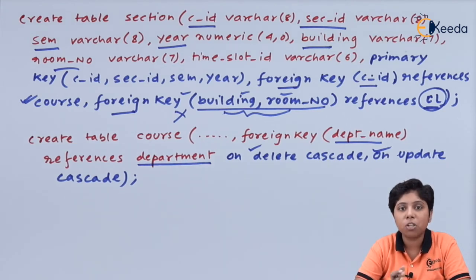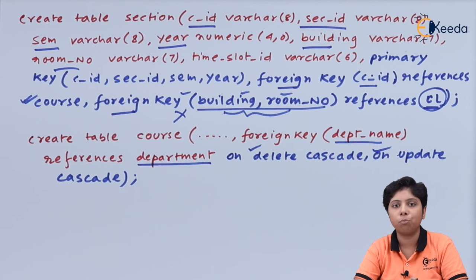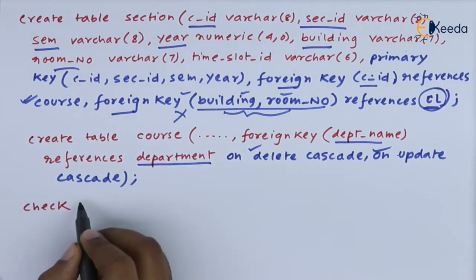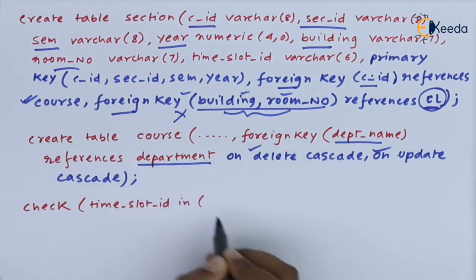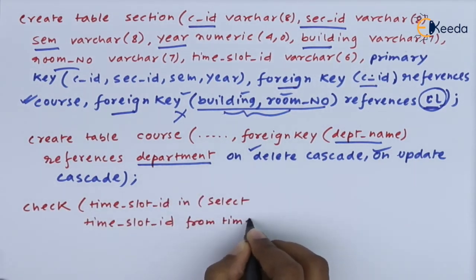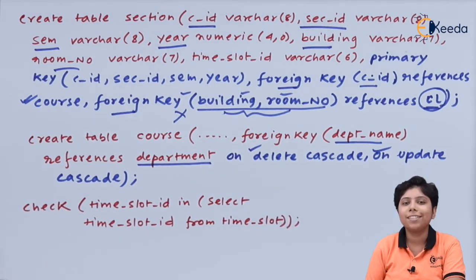Next, we will see some complex check constraints and another constraint that is known as an assertion. First, we will deal with the complex check constraints, which deal not with one attribute but with more than one attribute or even a relation. So this is one example of a complex check constraint.